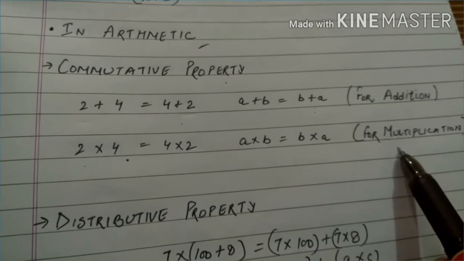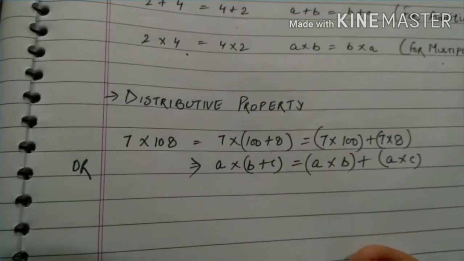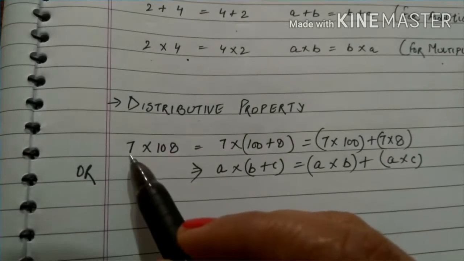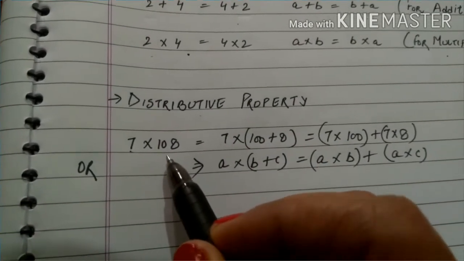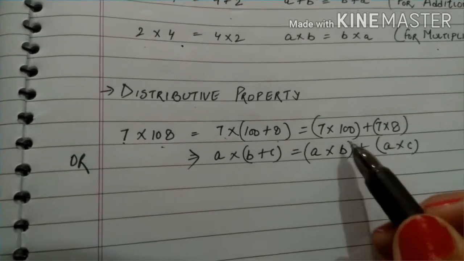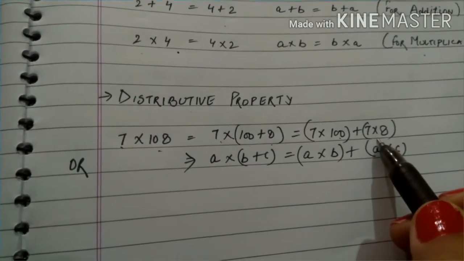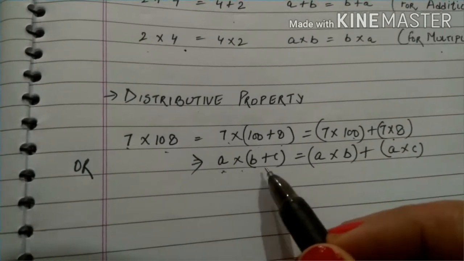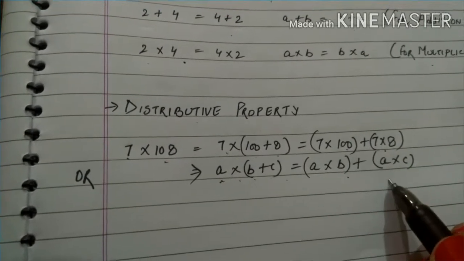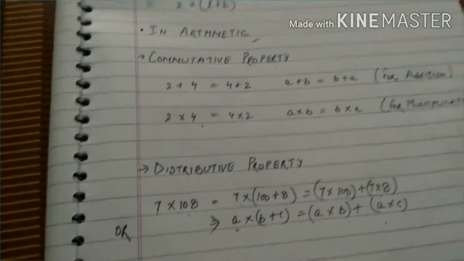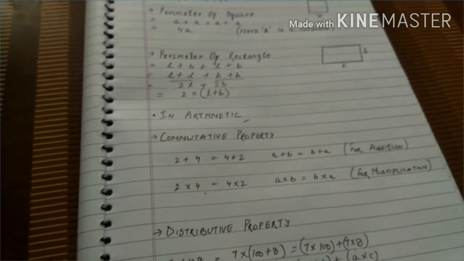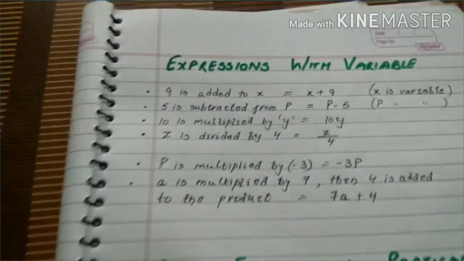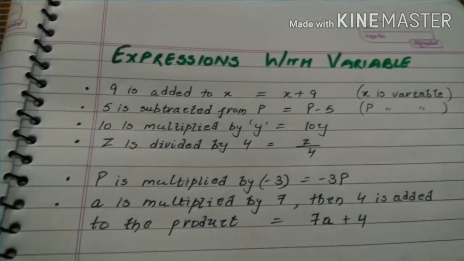Next is the distributive property also. I've taken one example: 7 into 108 can be written as 7 into 100 plus 8, that is 7 into 100 plus 7 into 8. Correct. So how do we use variables in this? Like this: a multiplied by b plus c is a into b plus a into c. So like this we use variables in geometry and in arithmetic also. A few more topics I'm going to explain so that your algebra concept is clear.